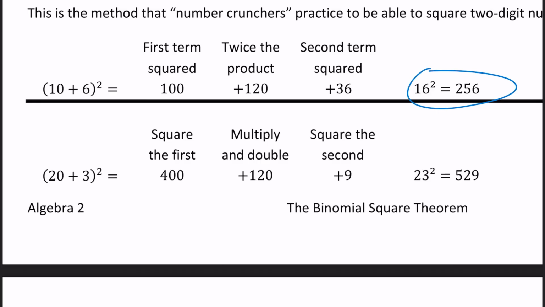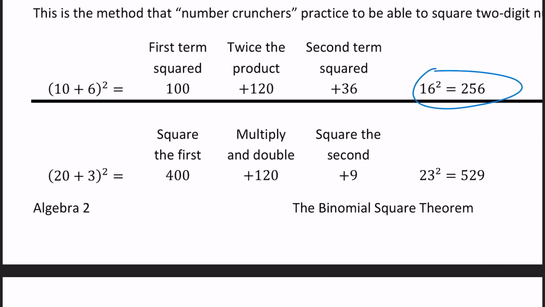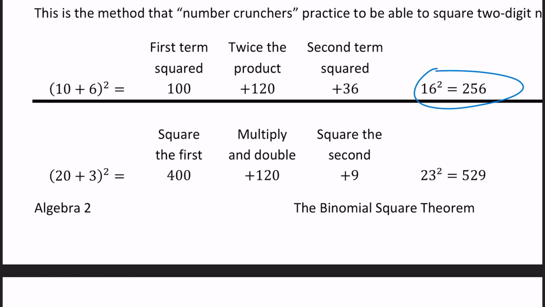16 by its place value is a 10 and a 6. So I just say first term squared, I square the 10 to get 100, and I keep that number in my head a second. Twice the product, 10 times 6 is 60, double that answer, 120. At this point, if you're doing it in number sense, or if you're just going to practice doing this because you like crunching numbers, keep the running total. Your running total is now up to 220.